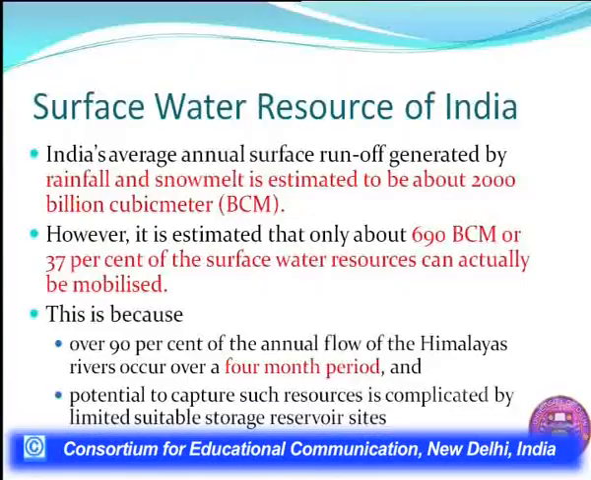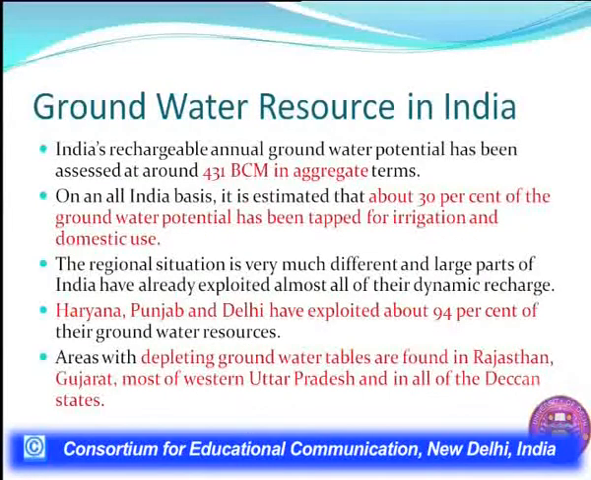And out of this 2000 billion cubic meter, 37% is actually mobilized, so it is available for us. The major problem is that we have a huge annual flow of water from the Himalayas, but it is only for a short duration, that is 4 months. And the amount of water coming from the Himalayas, we cannot properly preserve or conserve, because we don't have the storage capacity. So that is one of the limitations we are facing for having the huge runoff to manage.